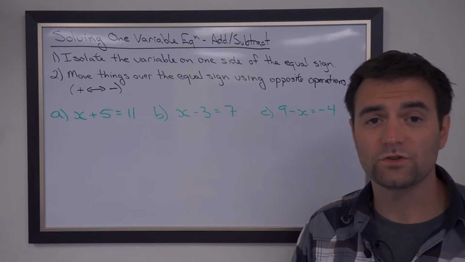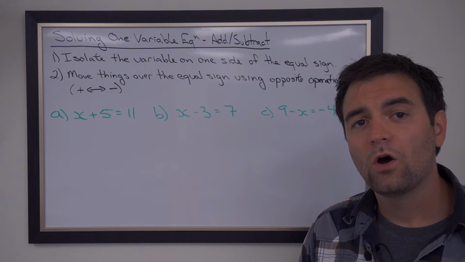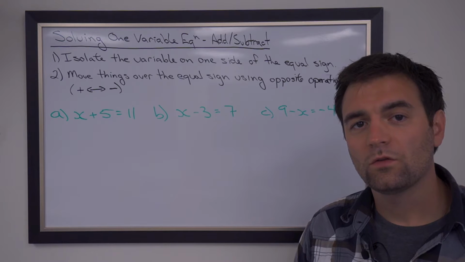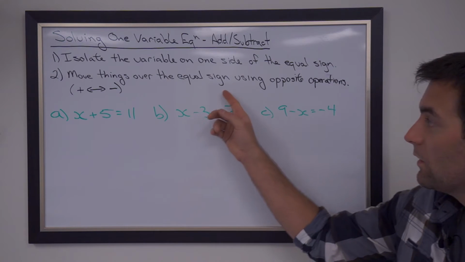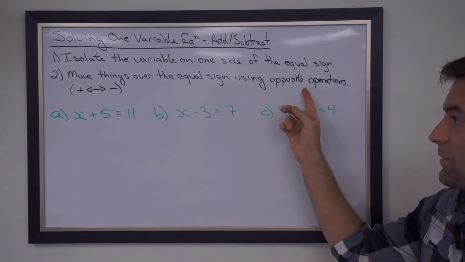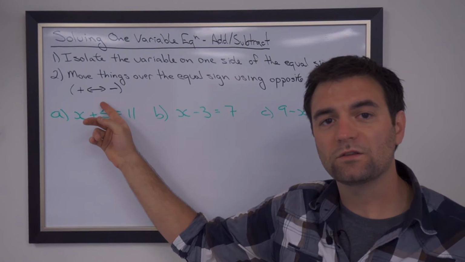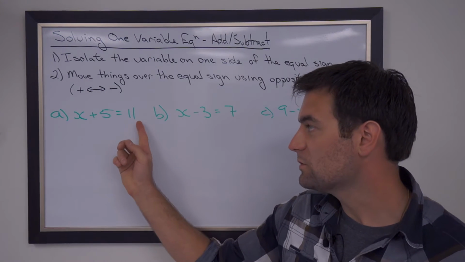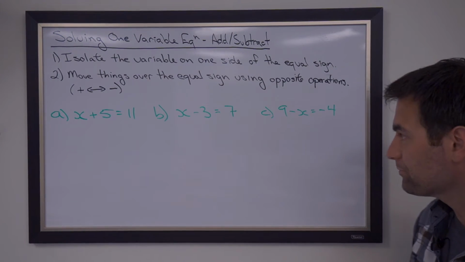There's two real rules to doing this. The first rule is that we want to isolate that x value on one side of the equal sign. To do that, we need to move all the numbers over the equal sign using opposite operations. So in the case of today, plus becomes minus, minus becomes plus when we move those over to the other side of the equal sign. So we have three examples here to take a look at to practice that.